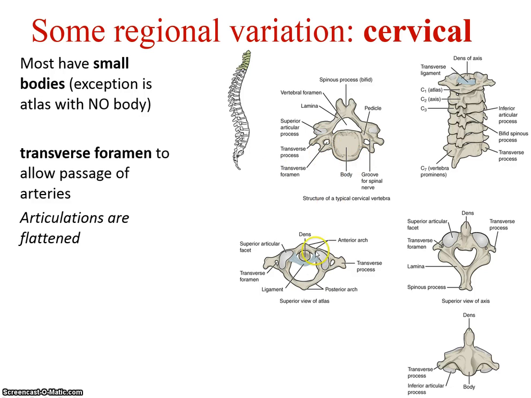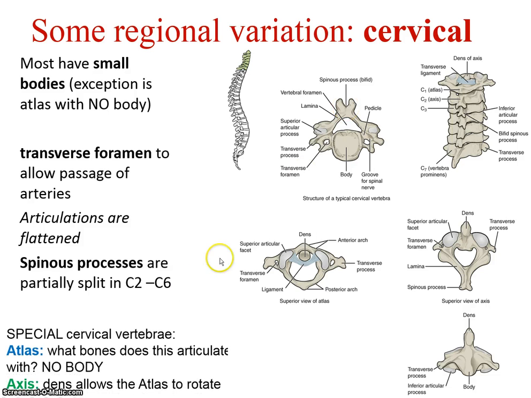The articulations, the superior and inferior, are flattened and horizontal. Here you see one of them here. So not vertical like you saw with the thoracic. The spinous processes are partially split in C2 to C6. Remember, there's 7 of these in total, so here's looking at that. All right, and the special ones we ask you to know are the atlas and axis.